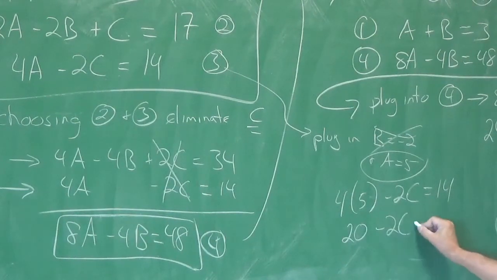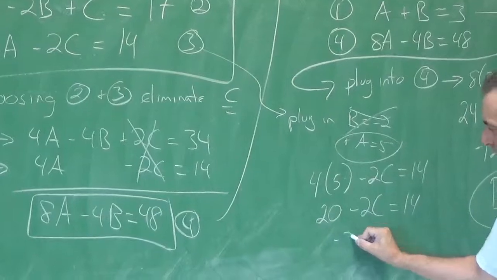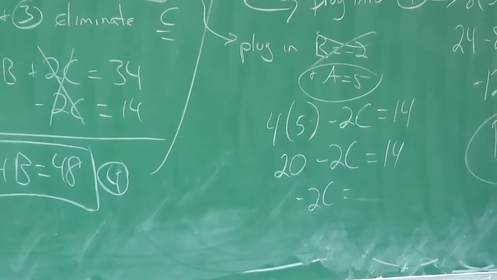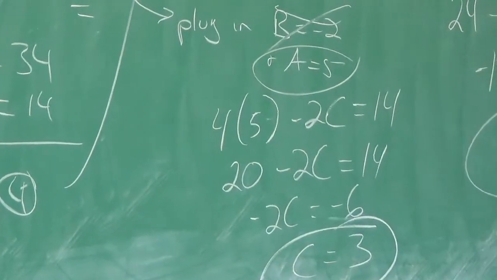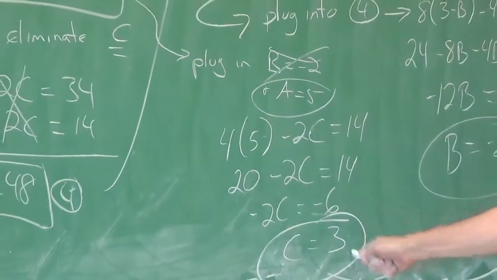20 minus 2c, negative 2c. If we subtract 20, we get negative 6. So c is going to be 3. So we got our a, our b, and our c.